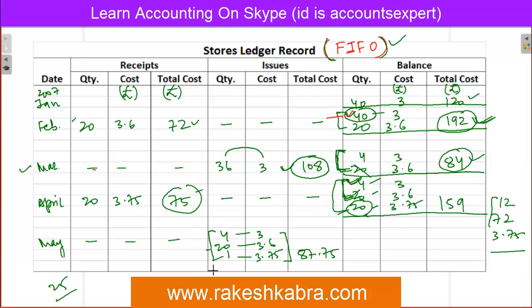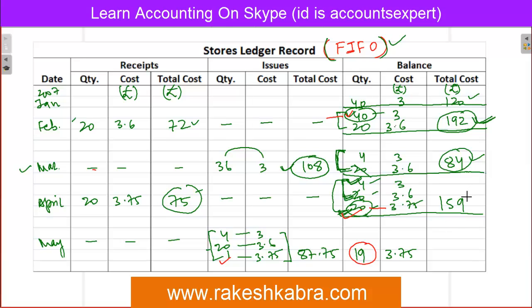Now after issuing 25 units, how many units are left? From this new lot we sold 1 unit, so it means that only 19 units are left from the last lot. Agree or not? And what is the rate? The rate we have to apply is 3.75, because from this lot we issued 1 unit, so only 19 units are left, and the rate of this lot is 3.75. Agree?